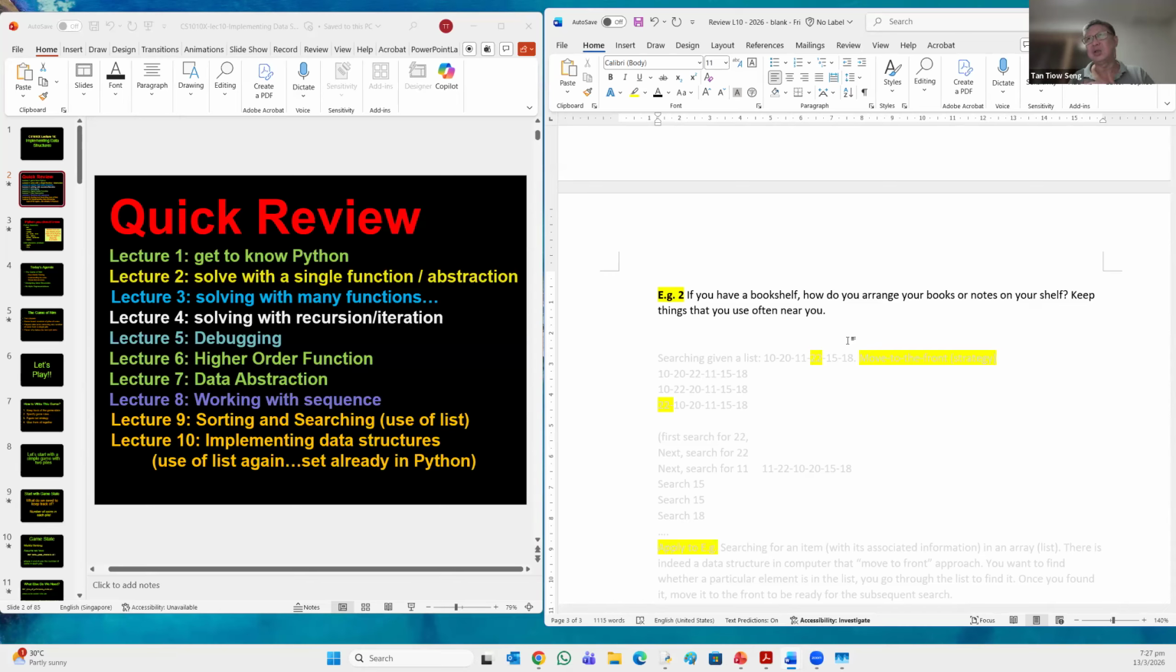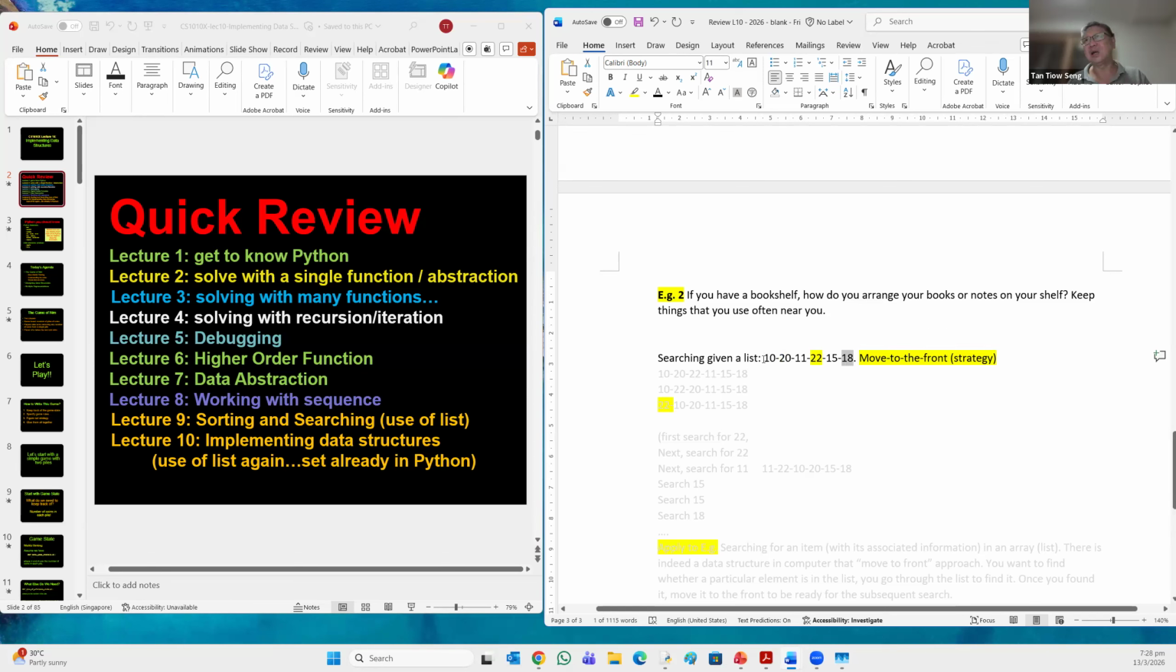But here, actually, it's a simple one. So what is this simple one that I have in mind here? It's basically in a linear order. You have your notes in a linear order. Of course, your notes are not just there for show only, but you want to refer to them. So, for example, instead of notes, we talk about numbers. You have a list of a number 10, a number 20, a number 11, a number 22, a number 15, and a number 18.